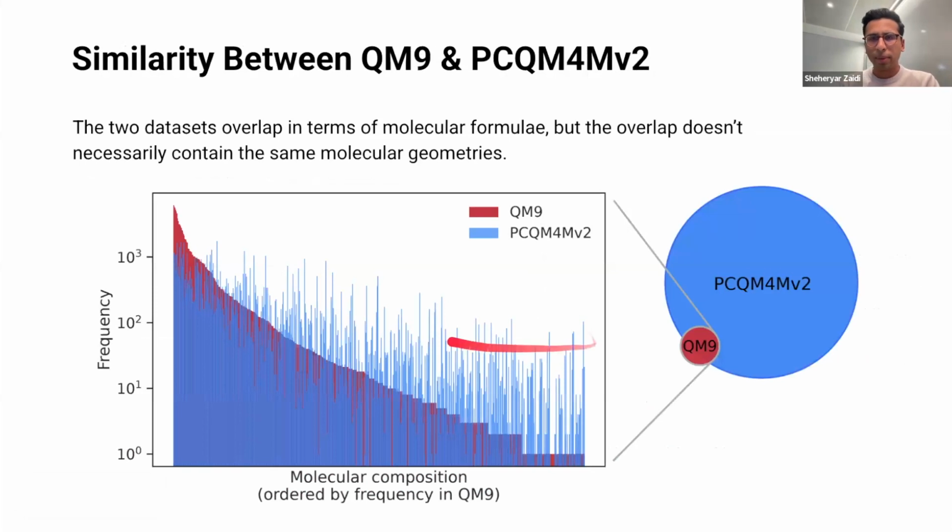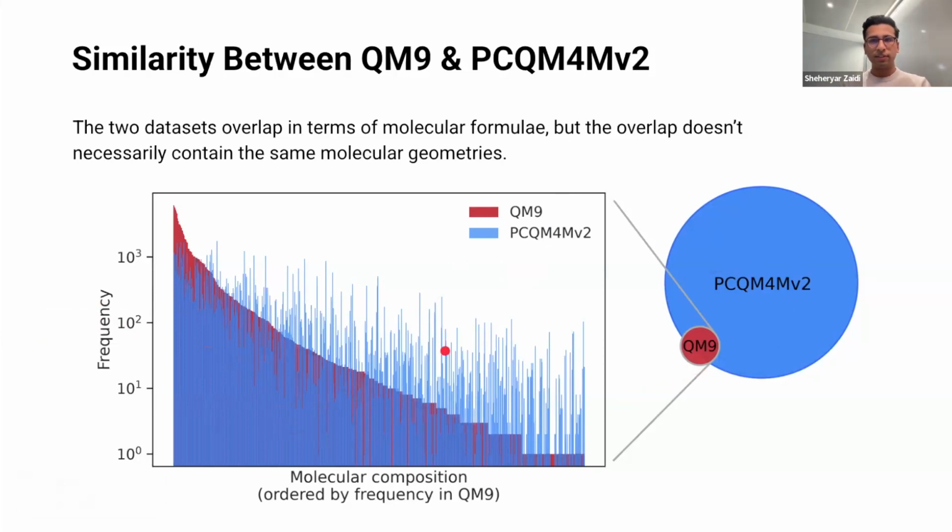Okay, and then comparing how similar the distributions of PCQ and QM9 are, here's a plot where the x-axis is a molecular composition, like a stoichiometry. And the y-axis shows the number of times that specific composition appears in each of the data sets. This graph is showing only the examples that appear in QM9. And as you can see, there's a good amount of coverage between PCQ and QM9. So PCQ covers QM9 quite well, but then there's a lot of stuff in PCQ that's also not in QM9.